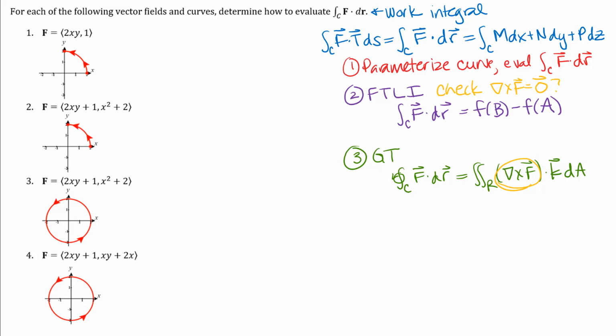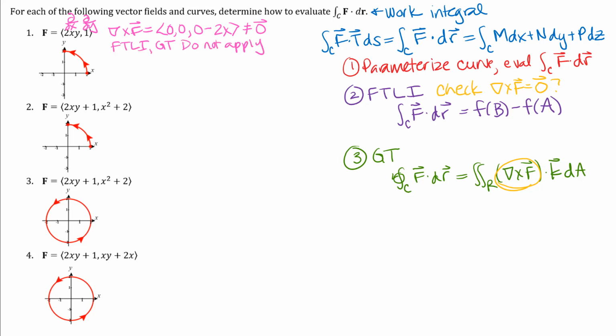For all of these, my vector field and my curve are in 2 dimensions. So the curl vector is going to be 0, 0, something, and I'll really just need to calculate that k component. For this first one, my curl vector will be 0, 0, and then the derivative with respect to x of 1 is 0, minus the derivative with respect to y of 2xy, which is 2x. That is not the 0 vector, so the fundamental theorem of line integrals does not apply. Also, in order to use Green's theorem, remember that you need a closed curve, which I don't have on problem number 1. So neither of those 2 theorems applies.